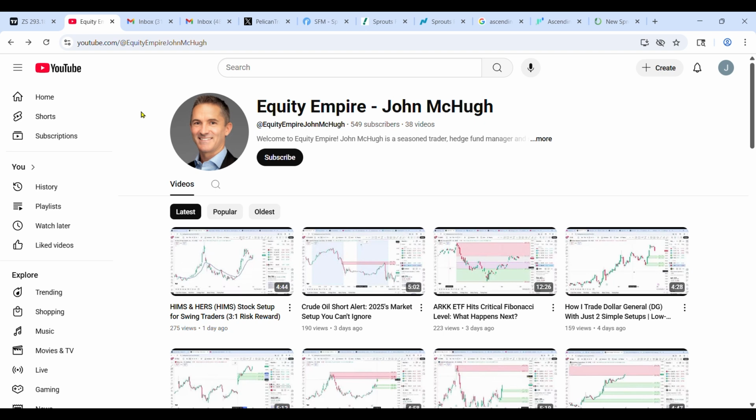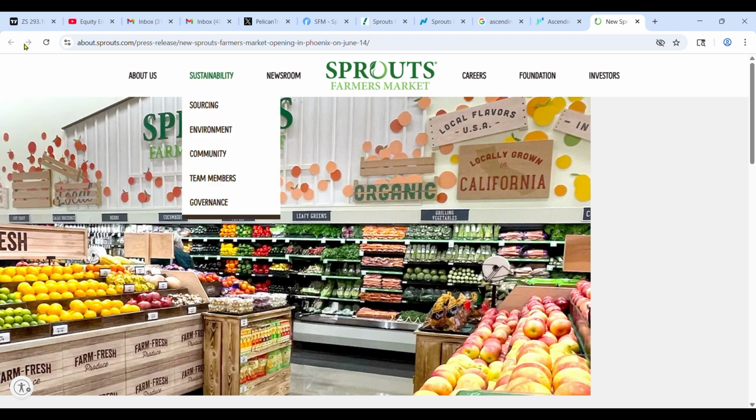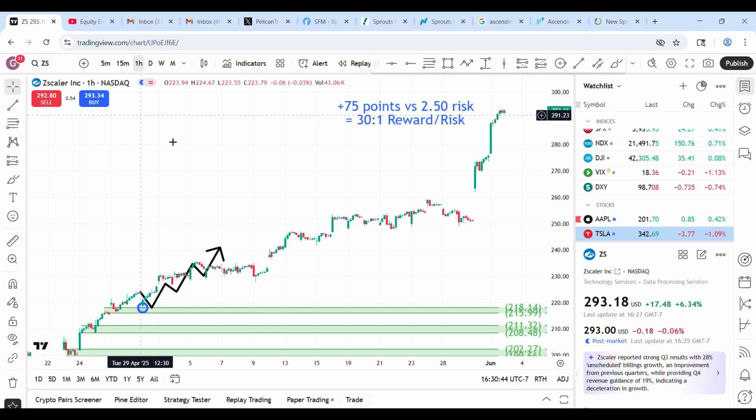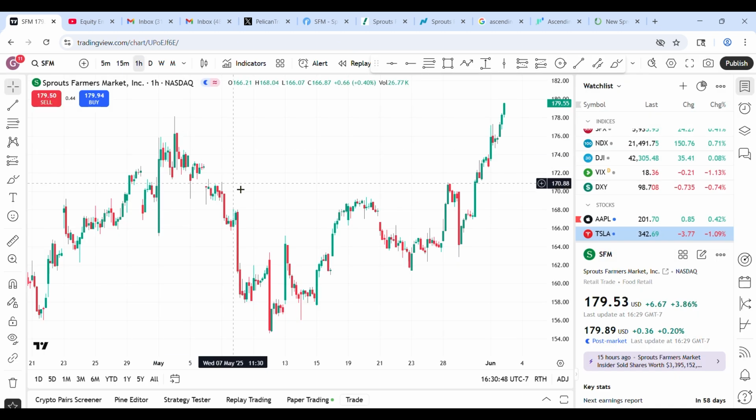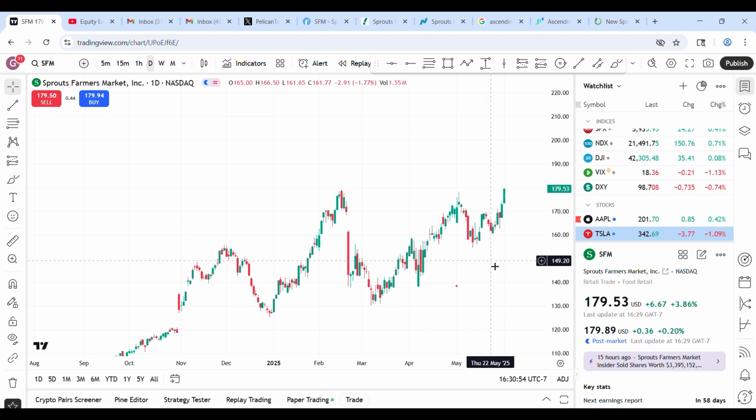But we're not here just to review. We're here to learn and look at another potential trade setup. And the trade setup we're going to look at today is the stock of Sprouts Farmers Market, the organic produce grocer. Okay, so we're going to pull up Sprouts Farmers Market, symbol SFM, and we're going to take a quick look at the chart on a daily time frame.